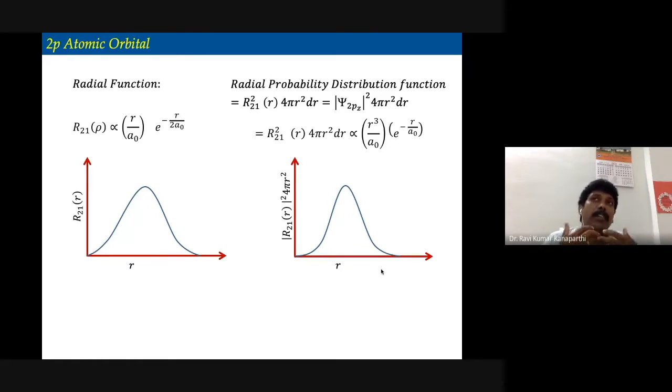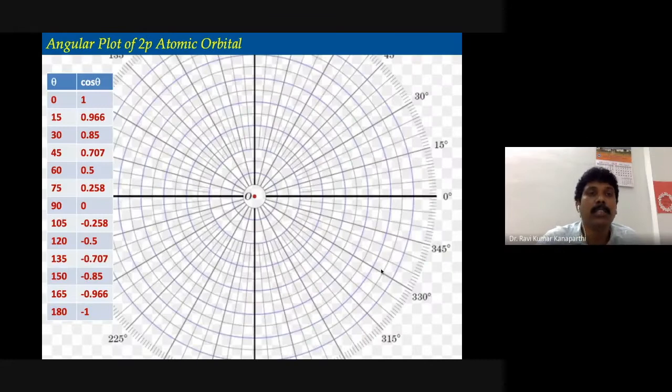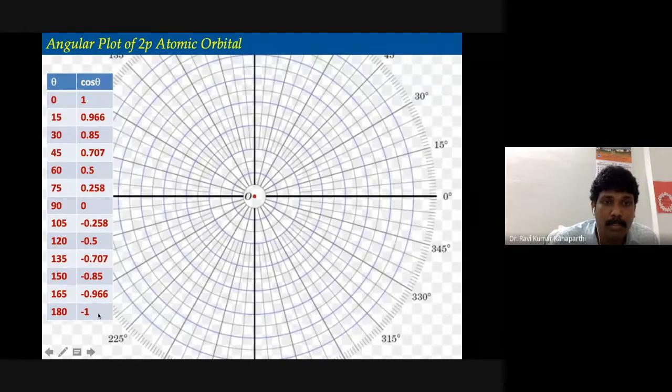So for different values of theta, you can substitute into the cos function, evaluate, and make a table, and then later you plot the graph. That is what I'm going to do. So the angular part of the 2p orbital which we are discussing, of course we have not named it, we will name this very soon. For the time being, what I did was, theta can vary from 0 to 180, so those values are simply calculated.